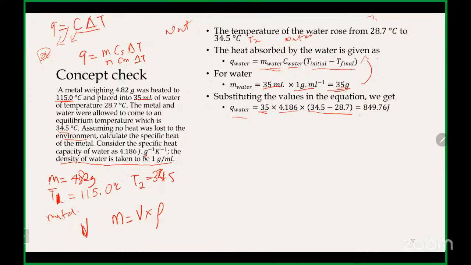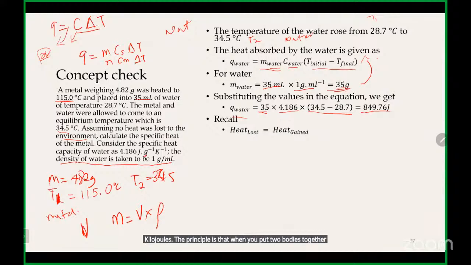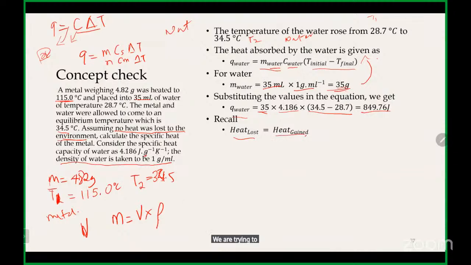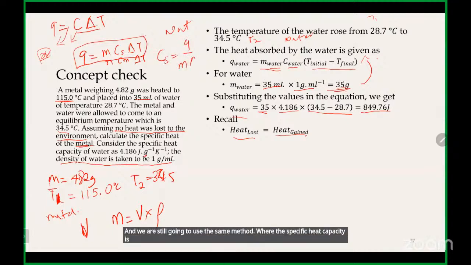So the heat absorbed by the water is 849.76 joules. The principle is that when you put two bodies together in such a way that no heat is lost to the environment other than between the two of them, the heat lost is equal to the heat gained. We are trying to calculate the specific heat capacity of the metal, and we are still going to use the same method where the specific heat capacity is Q over mass times delta T.